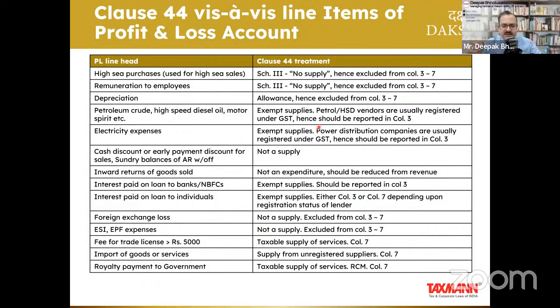Depreciation, already said by the Institute of Chartered Accountants of India, it is in the nature of allowance, so it needs to be excluded. Petroleum, I have already explained in the previous slide, it is an exempt supply. Now, the question is, it is an exempt supply, so where should I disclose it? Should I disclose in column number 3, or should I disclose in column number 7?